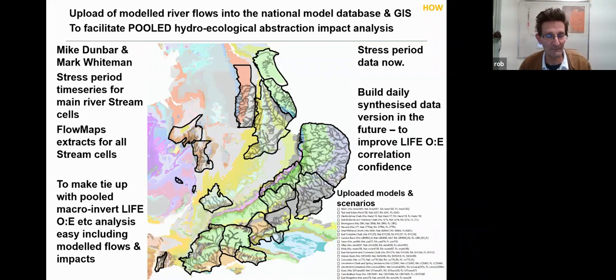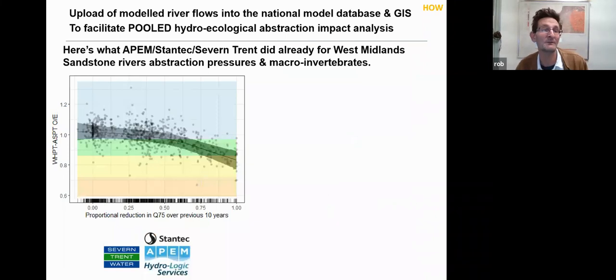This is all based on stress periods at the moment, but it's possible in future that we could move this towards daily synthesized data as well, which would give better correlations with the life observed expected analysis, which is based on macroinvert data, which is measured on a particular day. So I think, again, it's another thing that should be added to the way in which we do our modeling project. It should always have at the end something saying, now you've finished the model and it's fine, then upload it to this and update this so that it can be used as part of a bigger pooled assessment of river flow objectives.